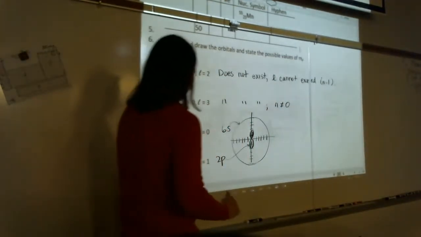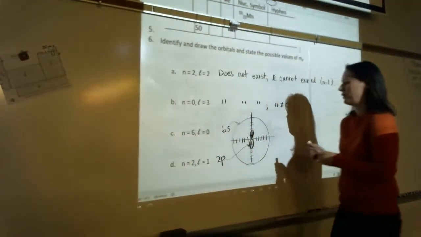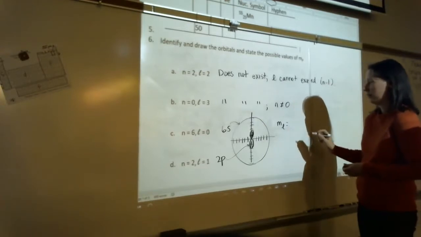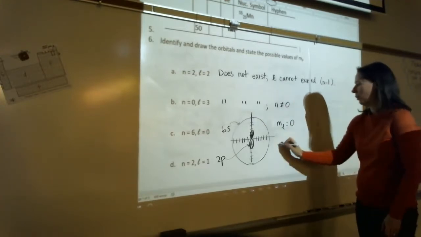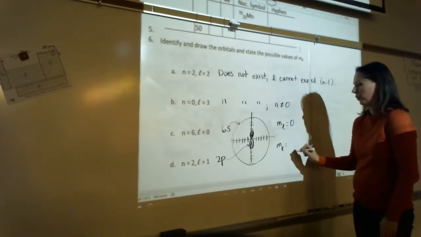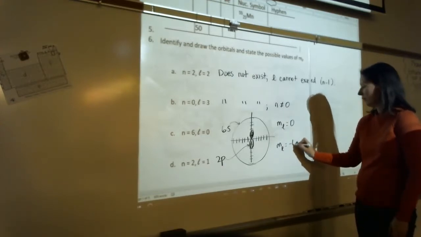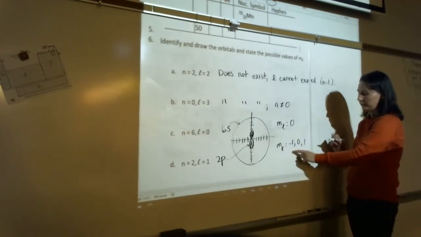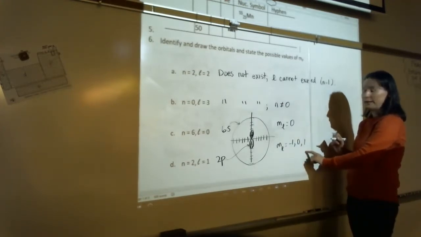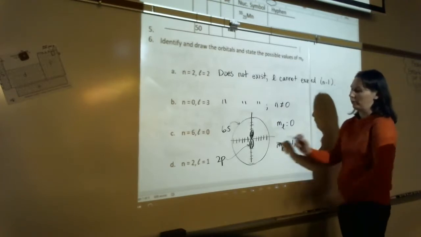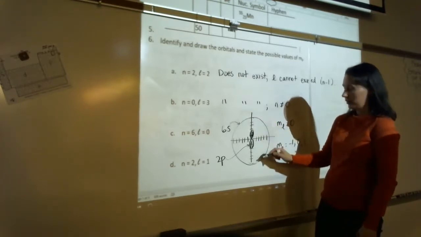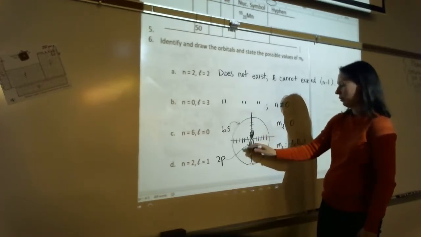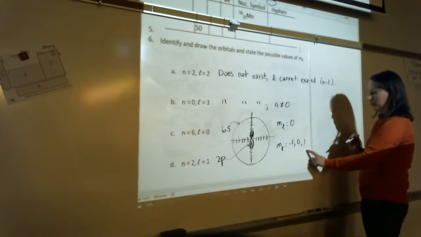Oh, we forgot the m sub L values. Okay, for C, m sub L is what? 0. There's only one value of m sub L. What's the value of m sub L for D? There are 3: -1, 0, and 1. And what do those correspond to? The orientations, right? Because you could orient a p orbital along the y, this x, or you could orient it along the z. So those are the 3 different orientations.